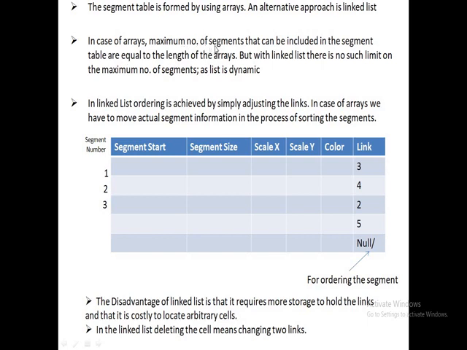In case of arrays, the maximum number of segments that can be included in the segment table is equal to the length of the arrays, but with a linked list there is no such limit on the maximum number of segments as the list is dynamic. In a linked list, ordering is achieved by simply adjusting the links. In case of arrays, we have to move actual segmented information in the process of sorting the segments. The disadvantage of a linked list is it requires more storage. In a linked list, deleting a cell means changing two links, whereas deleting a segment in arrays means moving the entire subsequent array further.